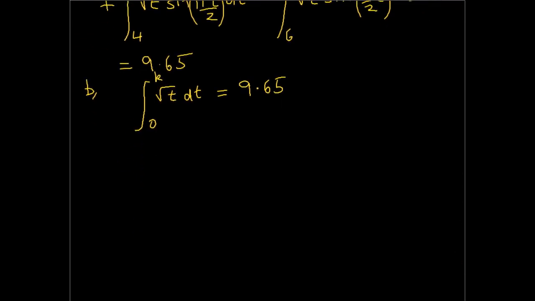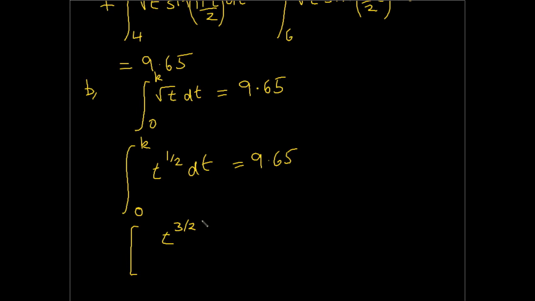So what I can do here is I can rewrite that as the integral between k and 0 of t to the half dt is equal to 9.65. Then when I integrate this, I raise the power of a half by 1 and divide by the new power. So that will become t to the power of 3 over 2. Now I would divide that by 3 over 2, which is the same as multiplying by 2/3, between k and 0. That is equal to 9.65.